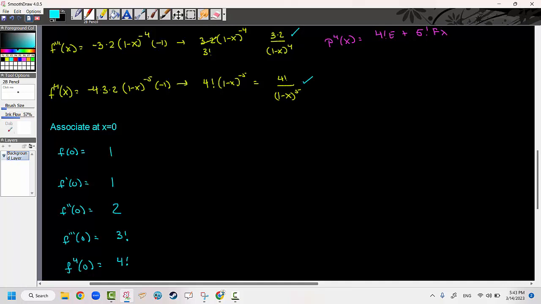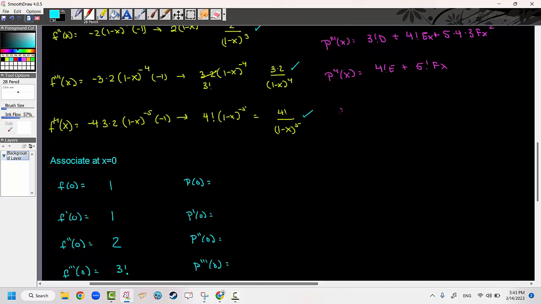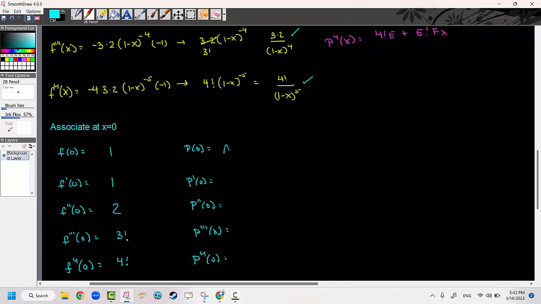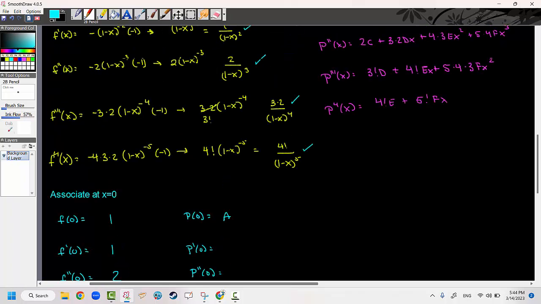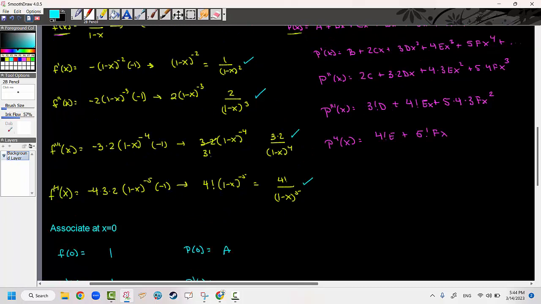Then I'm going to find out what p of 0 is, p prime of 0, p double prime of 0, p triple prime of 0, and p quadruple prime at 0. Okay, so what is p of 0? Well, I'm going to plug that in here. That's a. P prime of 0 is what happens if I plug 0 into here, here, here, and here. That's going to leave me with just b.